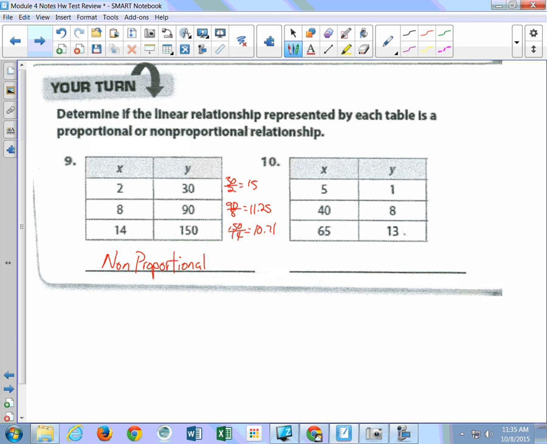The next one, do the same thing. Y over x, that's 1 over 5, 8 over 40, and 13 over 65. All right, 5 over 25 just equals 1 over 5, 8 over 40 equals 1 over 5, and 13 over 65 equals 1 over 5. So, my y over x is constant, therefore this is proportional.